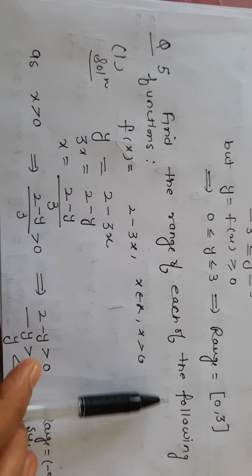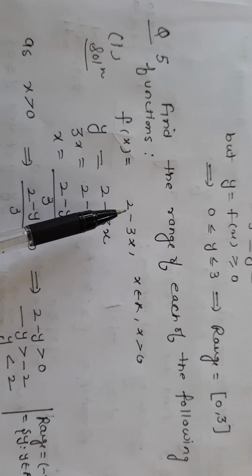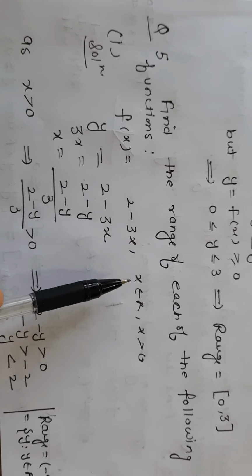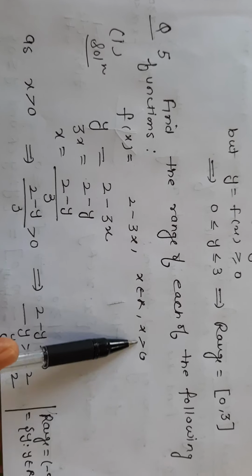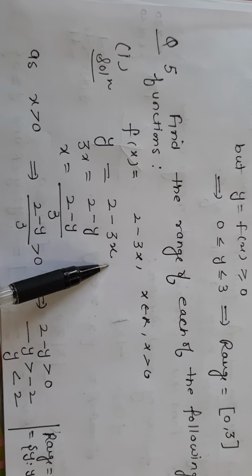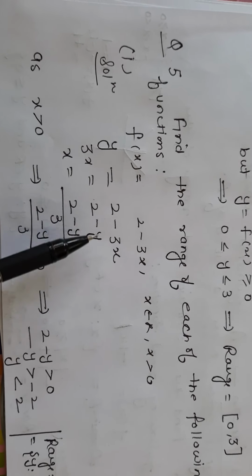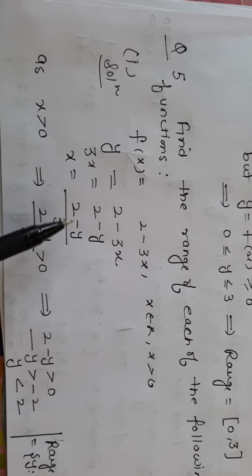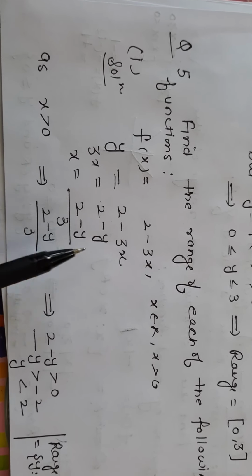Find the range of each of the following functions. f of x is 2 minus 3x, where x belongs to real and x is greater than 0. So for finding range, let f of x equal y. Now 3x is 2 minus y. Now write x in terms of y. So you will get (2 minus y) upon 3.